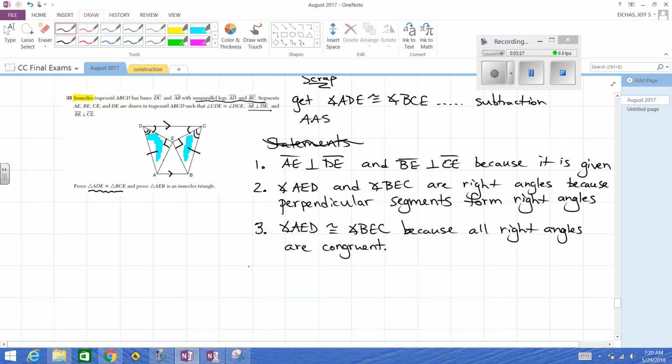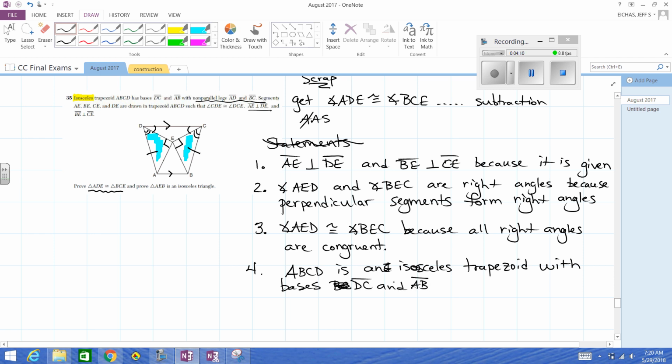All right. Now, so that's one pair of angles. I kind of have a checklist here. Let's go after the other pair of angles. Okay. First, we've got a little bit of work to do here. First, I have to say that ABCD is an isosceles trapezoid with bases DC and AB and non-parallel legs AD and BC. Okay, because it's given.